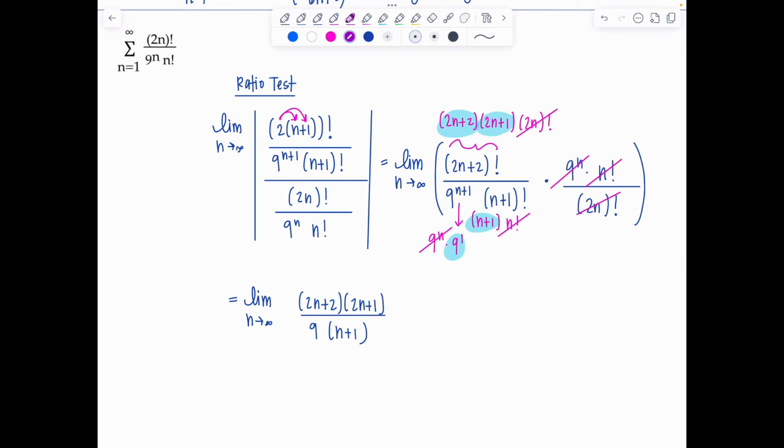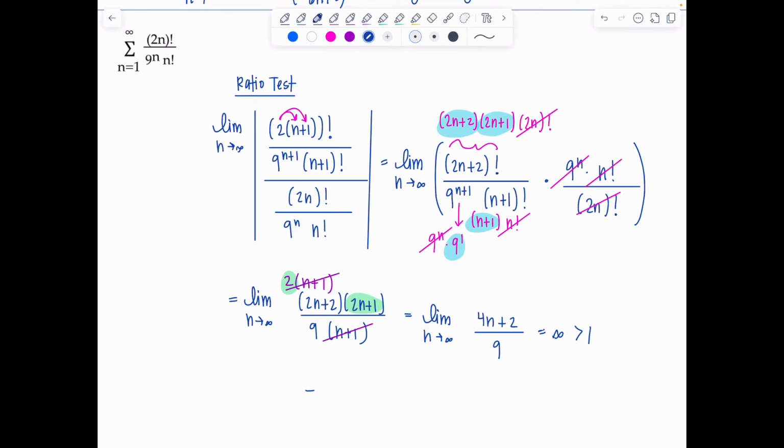Okay, look, the canceling fun just won't end. Take out a 2 from 2n plus 2, and then I have an n plus 1, which cancels. Oh my goodness, I love it so much. So now this is the limit as n goes to infinity. I have a 2 times 2n plus 1, so that's 4n plus 2 over 9. Well, what happens? That just goes to infinity. Very good, which is greater than 1.